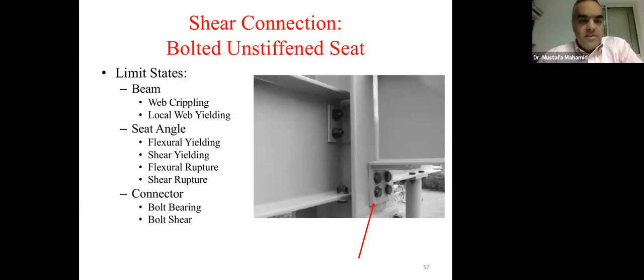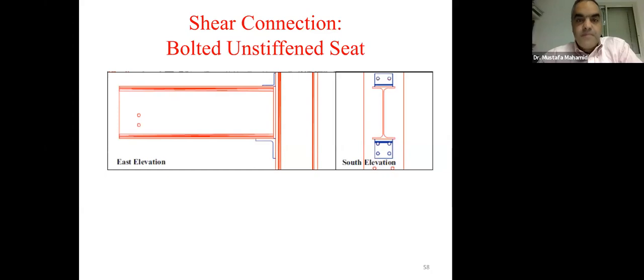So the limit states covered here are that we have the web crippling, we have local web yielding, for the seat angle, we have flexural yielding, shear yielding, flexural rupture, and shear rupture. And for the connectors, we have bolt bearing and bolt shear. So we have to consider all these limit states. And here, that's when I talked about the top angle. So you can see that. That's typically a smaller size, 2 bolts, just to stabilize the beam during erection.